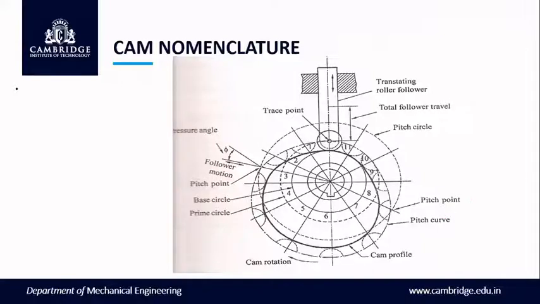So the cam nomenclature will have, this is the diagram to explain cam nomenclature. We come across trace point, pitch curve, cam profile, then prime circle, base circle, right? Then pressure angle, pitch circle, total fall or travel, which is also called lift. So these are some important terminologies we use in cam. Let us discuss one by one.